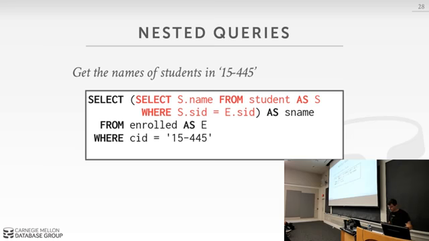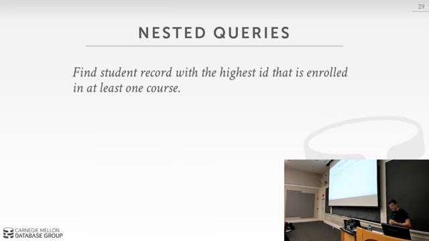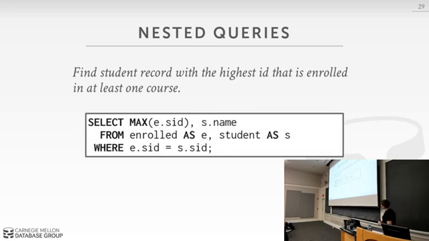Okay? All right, let's look at something more complicated now. Say we want to find the student record with the highest ID that's enrolled in at least one course. Seems pretty simple, but let's think about how we actually do this. The first approximation would be something like this: select the max student ID along with the student name from the joined enrolled and student tables where the student ID in the enroll table equals the student ID in the student table. Will this work?